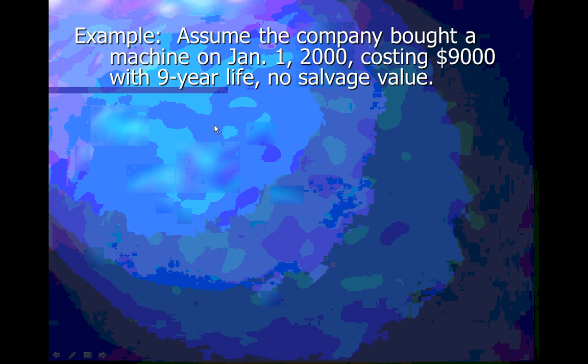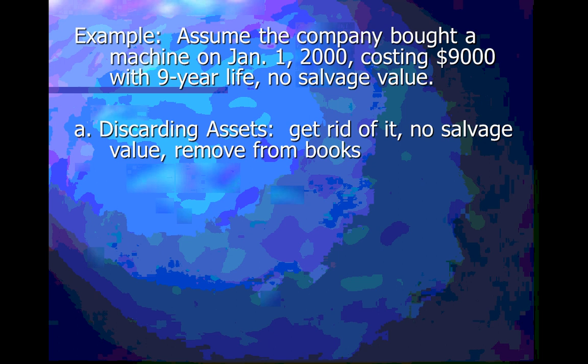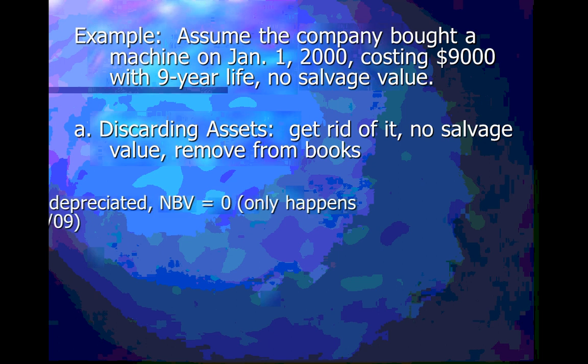Okay, here we go. Bought a machine on a convenient date here, January 1st, 2000. Cost 9,000, 9-year life, no salvage. That's easy. 9,000 a year is what our depreciation is, right? Now we're going to get rid of it. No salvage value. We're going to get rid of it from our books.